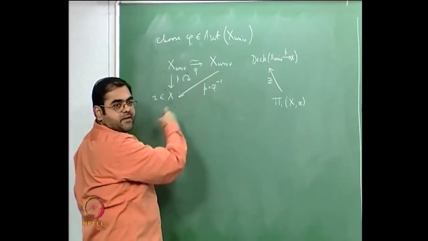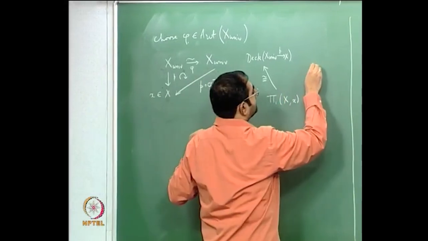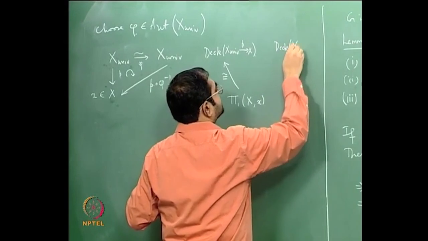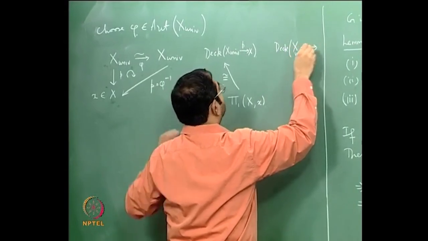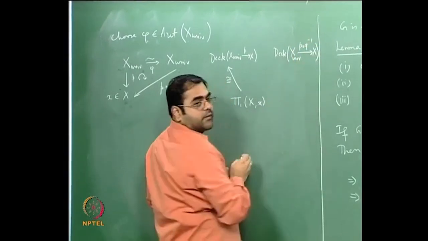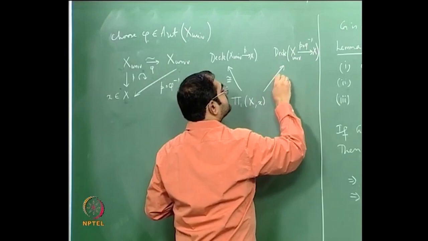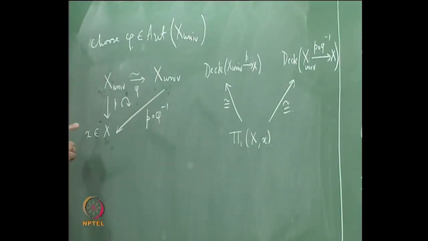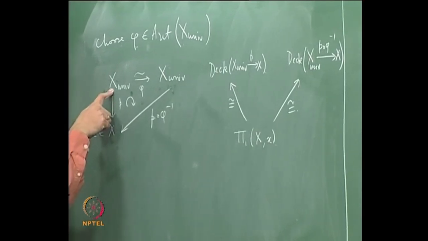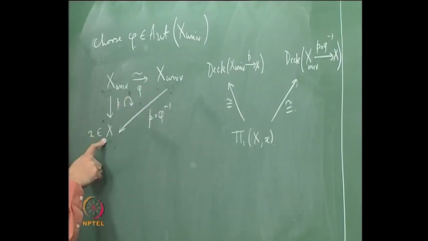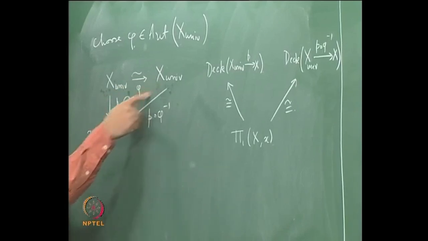Now this covering will give me another identification. So I will also have deck transformations of the other covering, that is X univ to X, where this covering is p followed by phi inverse. So this covering gives me an identification of the fundamental group of X with the deck transformation group of this cover, and similarly this covering gives me an identification of the fundamental group of X with the deck transformation group of this covering.